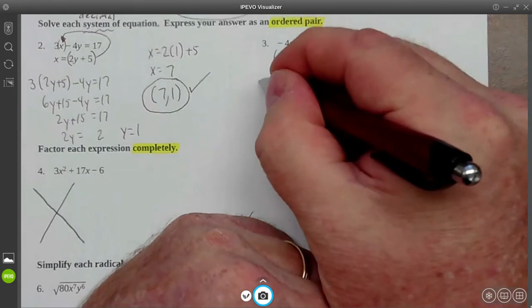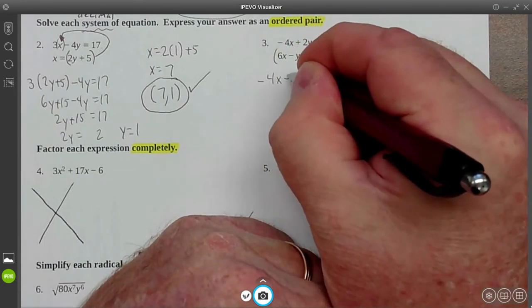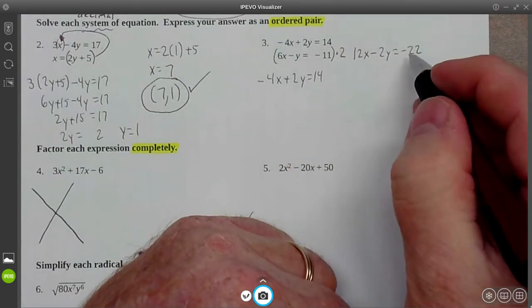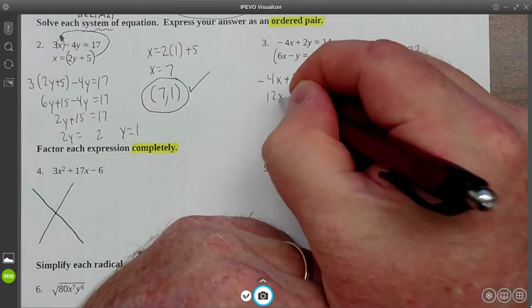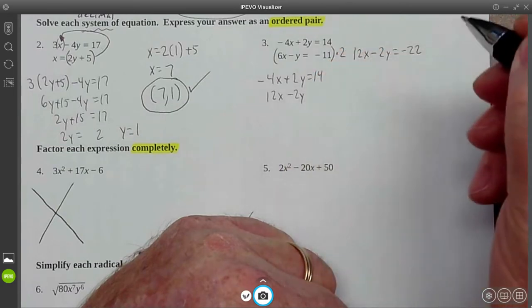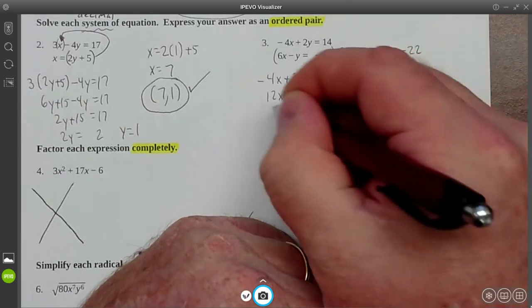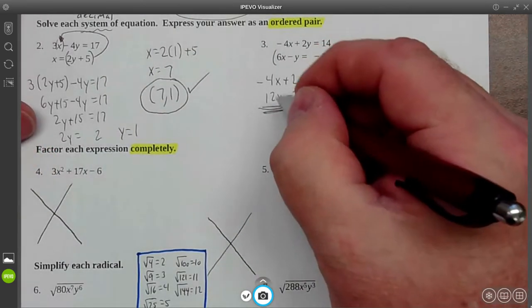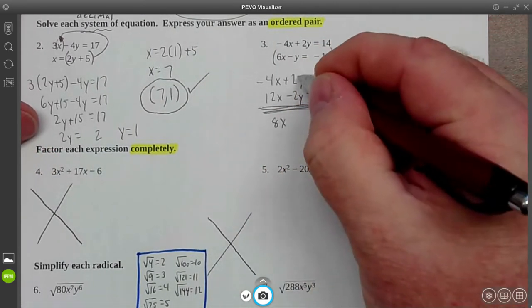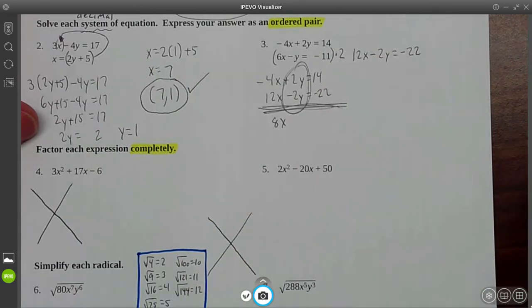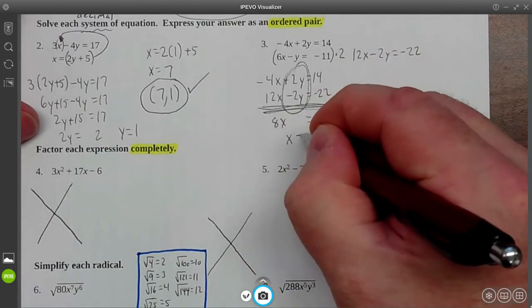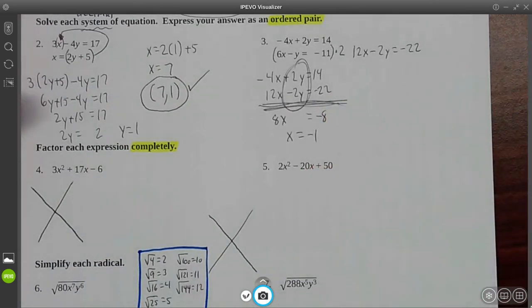Now let's bring the top equation down. Negative 4x plus 2y equals 14. And I'm going to rewrite this equivalent equation here. 12x minus 2y equals negative 22. Now when we add these 2 equations together, we get 8x. There's your big 0 right there. That adds up to 0. And you get equals negative 8. Divide by 8 and you get x equals negative 1. So that's the answer for x.